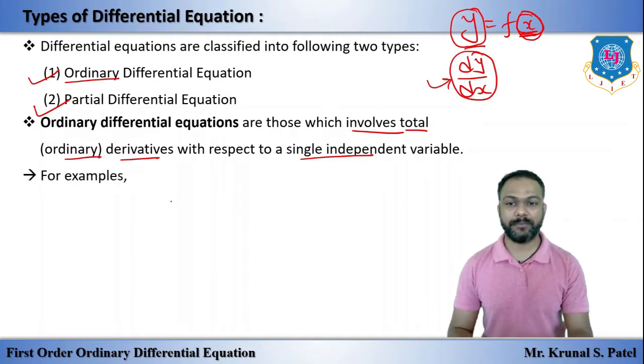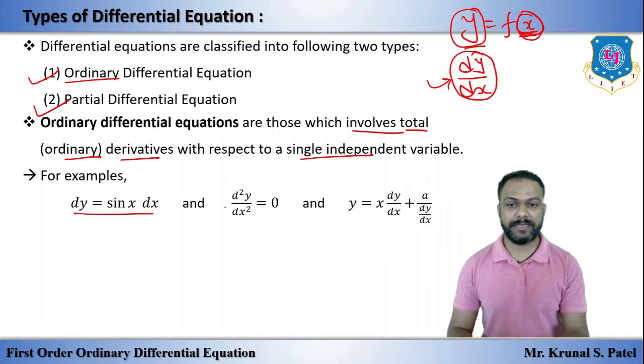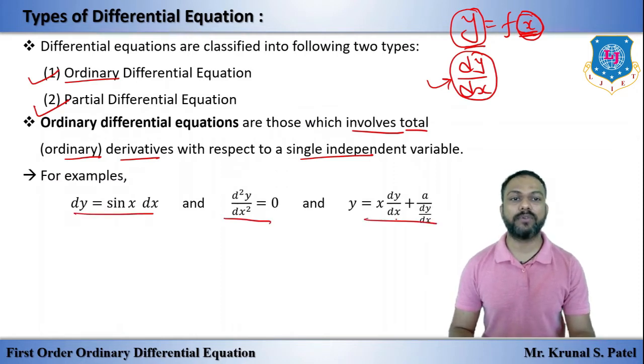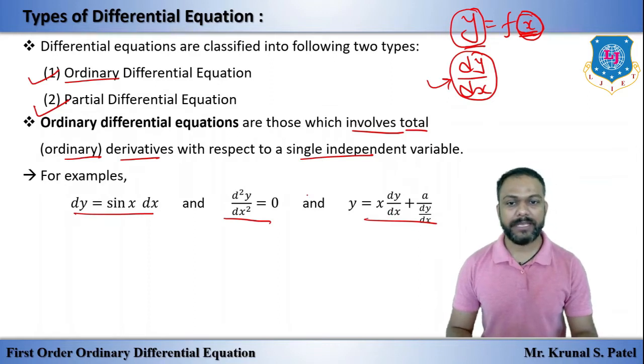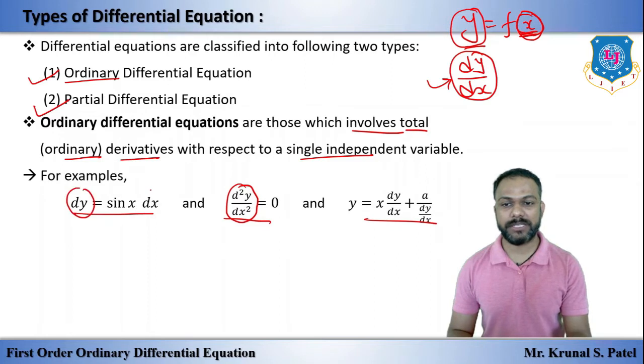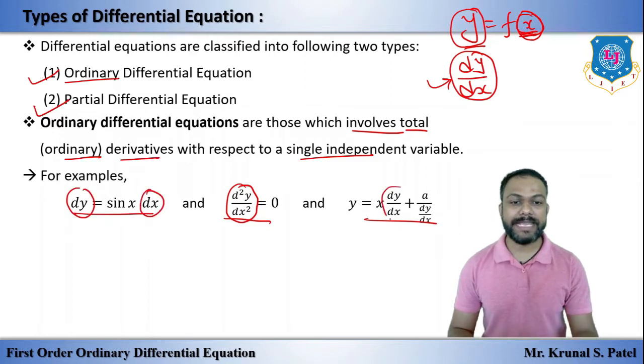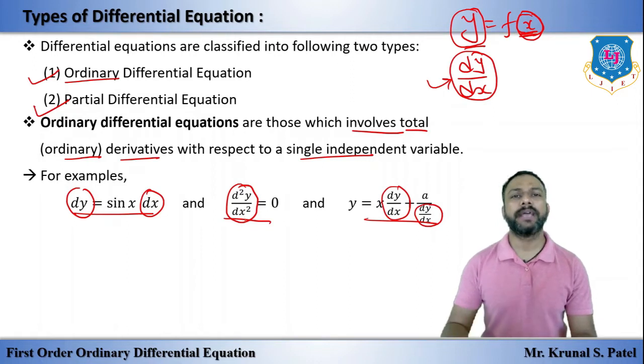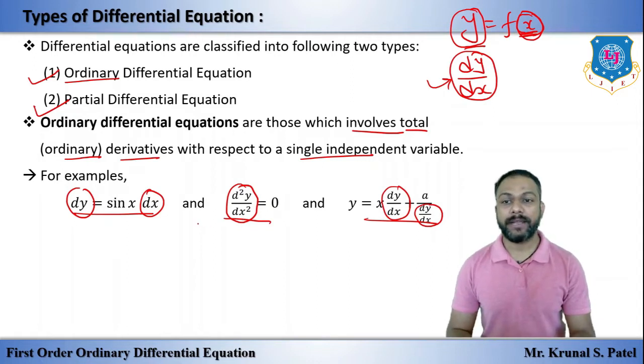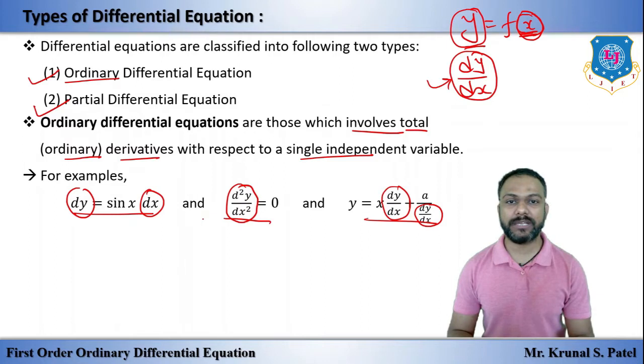For example, we have these. These three are examples of ODE, ordinary differential equation, in which we can find total derivatives, that means ordinary derivatives dy by dx, or d square y by dx square, or d cube y by dx cube. Now, what is a partial differential equation?